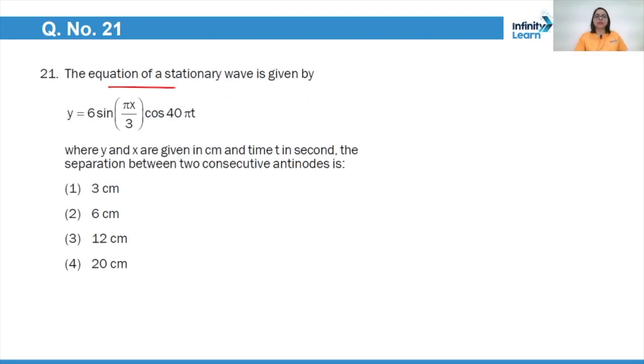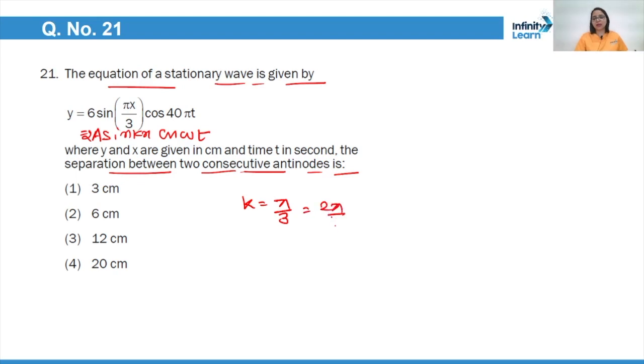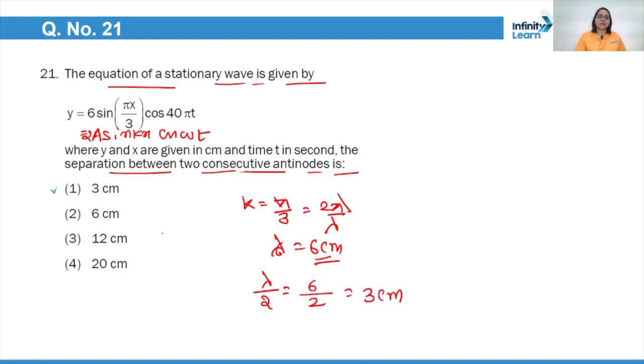Question number 21. The equation of a stationary wave is given by this. We need to find the separation between two consecutive antinodes. So if we compare this equation with 2a sine kx into cos omega t, then k will be pi by 3, which is equal to 2 pi by lambda. So lambda will be 6 centimeter and the distance between two consecutive antinodes is lambda by 2. So it will be 6 divided by 2, that is 3 centimeter. So the correct answer is option 1.